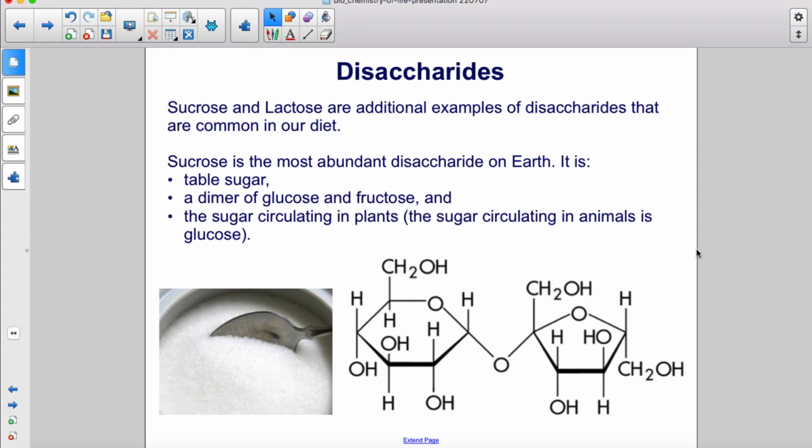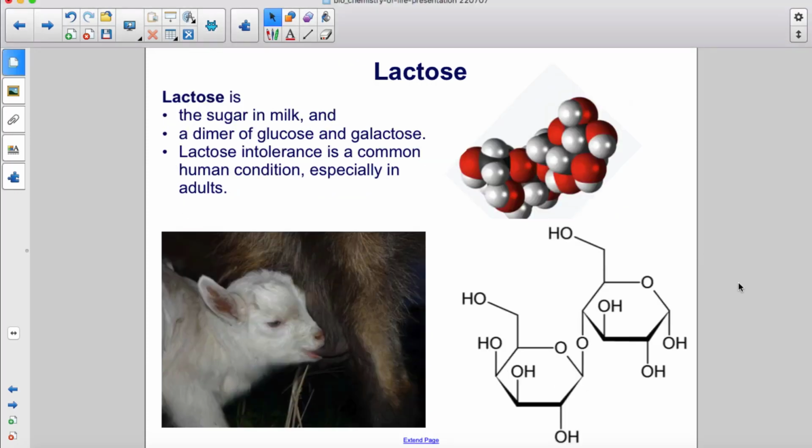Sucrose and lactose are additional examples of disaccharides that are common in our diet. Sucrose is the most abundant disaccharide on Earth. It is table sugar, a dimer of glucose and fructose, and the sugar circulating in plants. The sugar circulating in animals is glucose. Lactose is the sugar in milk and a dimer of glucose and galactose. Lactose intolerance is a common human condition, especially in adults.